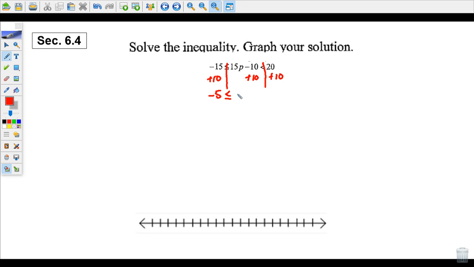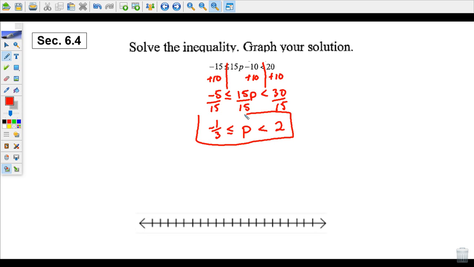Drop down the inequality symbol. Now it's just 15p here. It's less than 30. Divide by 15. Over here we're going to get -1/3. Drop down our inequality symbol. And 30 divided by 15 is 2. So here's our solution. This says p is greater than or equal to -1/3 and less than 2. And don't forget, whenever we're solving inequalities, if we end up dividing by a negative, remember you got to flip the inequalities. So here's our solution.